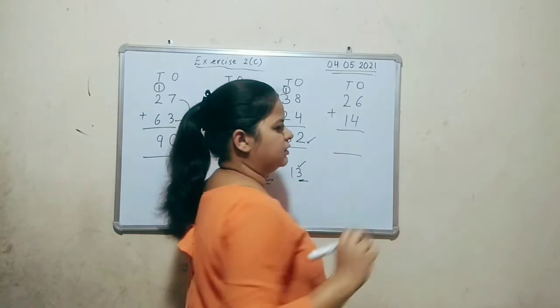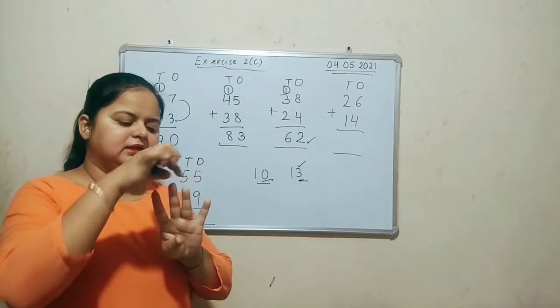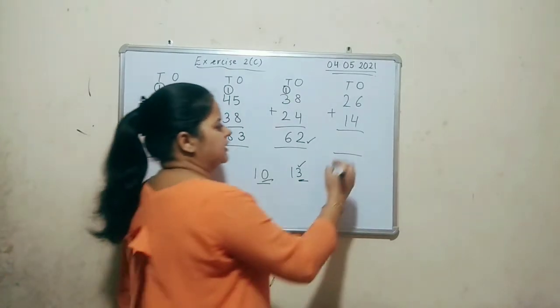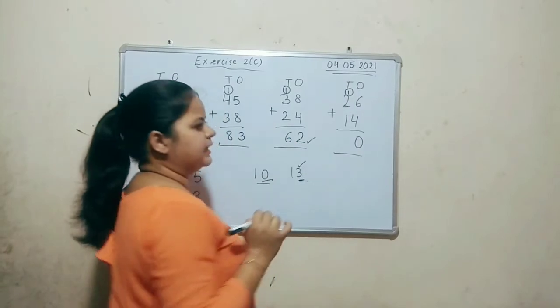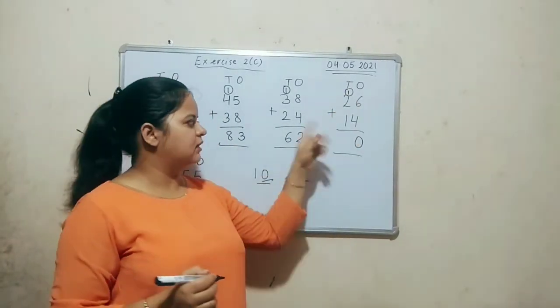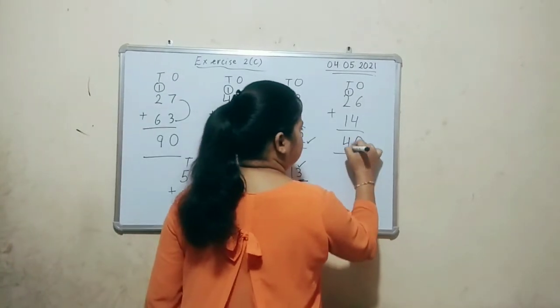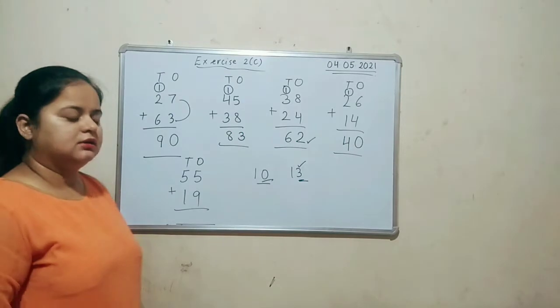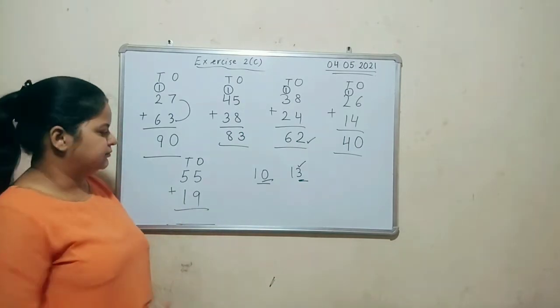6 and 4. 7, 8, 9, 10. Again we will write 0 here and 1 as carry. 2 and 1, 3. 3 and 1, 4. So the sum is 40. The next is 26 and 14.